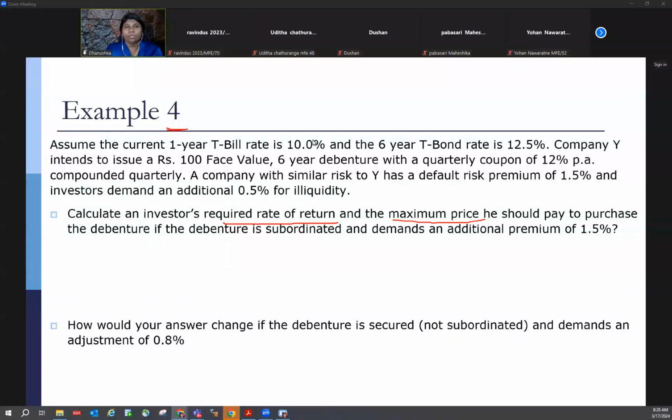Required rate of return. Error correct. Johnny, you want to try again? What is missing?